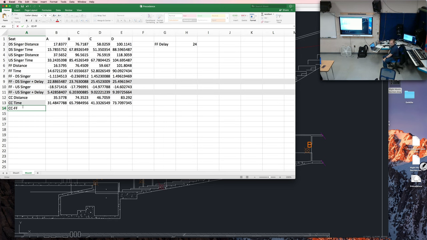You with me? Okay. So this will be center cluster time minus the front fill time plus the front fill delay, right? Because I've added extra time to the front fill, so I just need to compensate for that here. So it's center cluster time minus front fill time, including the front fill delay. So there's that. And I'll do my little variable thing here, my little dollar sign, so it tracks. Is that right?